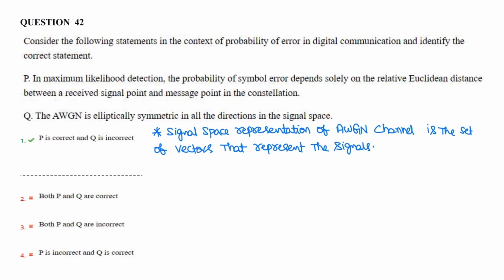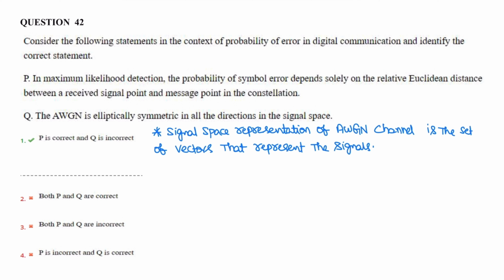Next question. In maximum likelihood detection, the probability of symbol error depends solely on the relative Euclidean distance between the received signal point and message point in the constellation. So the statement is correct.